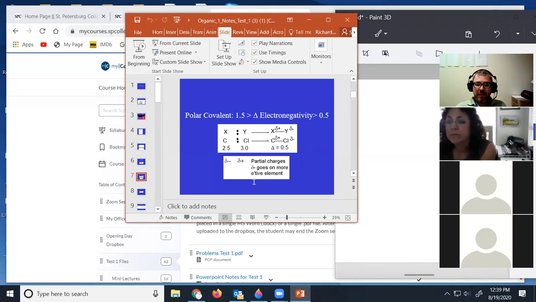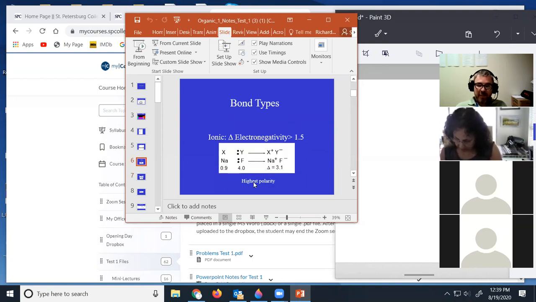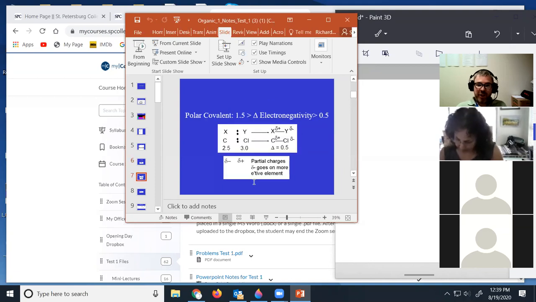So what this means is that we end up with what's called a polar covalent bond. So these electrons are truly shared. That's what covalent means. They're shared. In this case, there ain't no sharing going on. Na has given, F has taken. That ain't sharing. This is sharing because the electrons are in between the two elements. That's the distinction I want you to see.